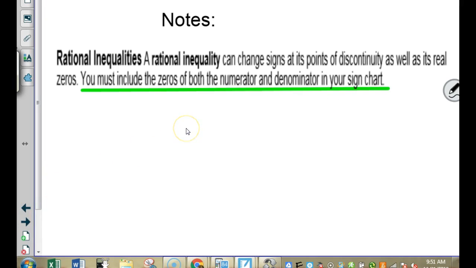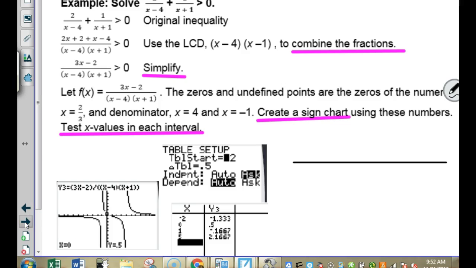It says, I think this is in your notes. A rational inequality can change signs at its points of discontinuity as well as at its zeros, so you have to set both the numerator and denominator as your critical values. Oh, you have this one done for you too? All right, well, I'm going to skip to this part. Got a common denominator, add them together, I'm to here.